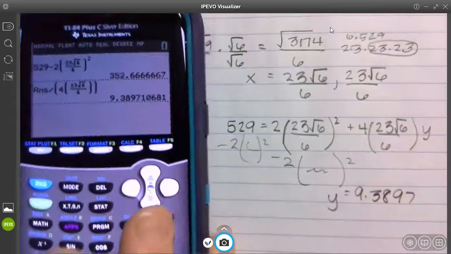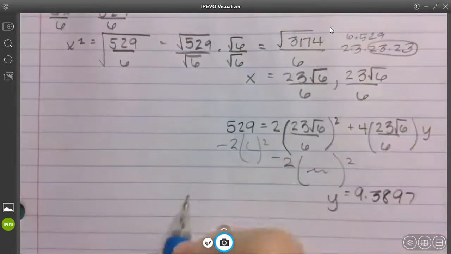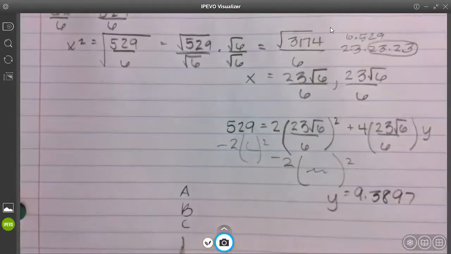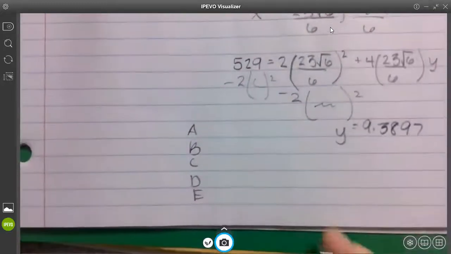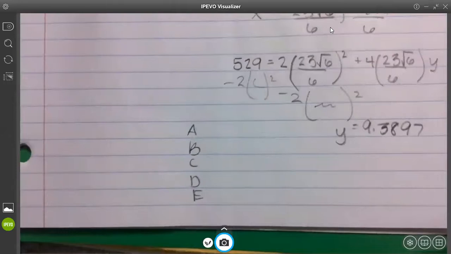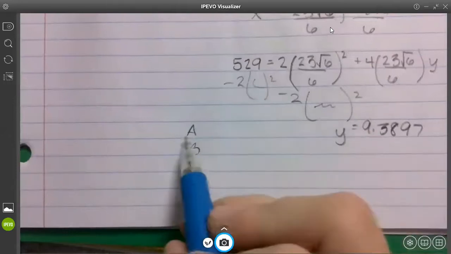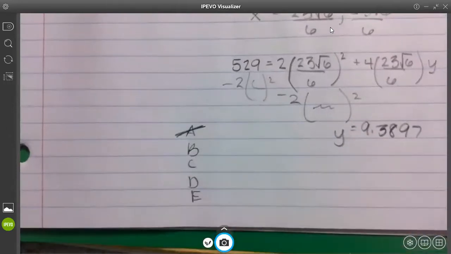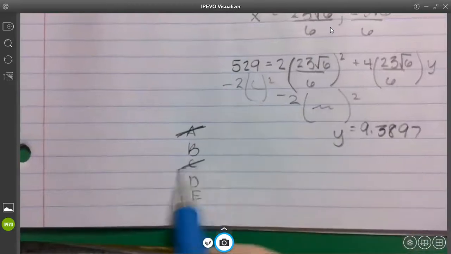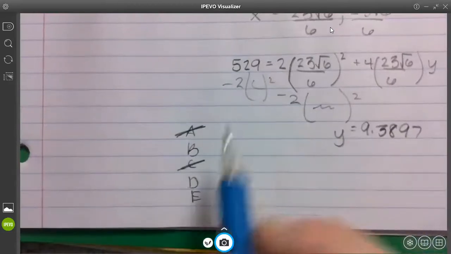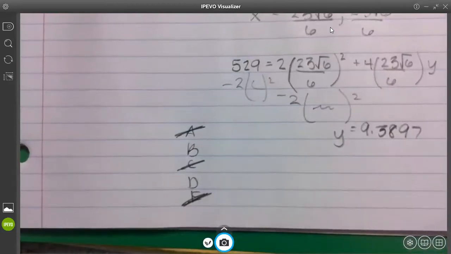9.3897. So if we look at all of our answer choices, A, B, C, D, E, and I know you guys are looking at them, but they're not on the screen, we have to have 2 23 square root of 6s over 6. So it's not A because it doesn't have 2 of them. B does, C does not, and E has some weird numbers. Okay, so if we look at B, both of them have the 23 square root of 6 over 6.